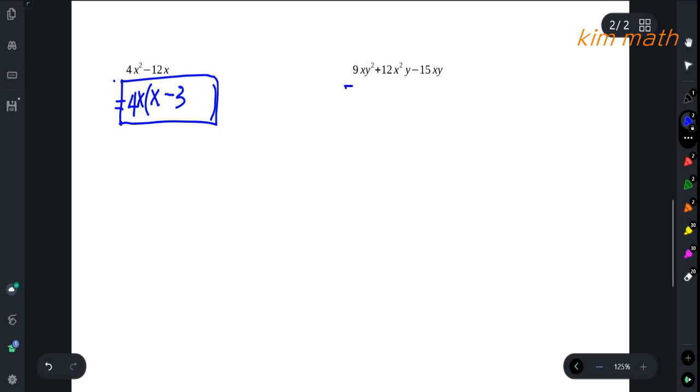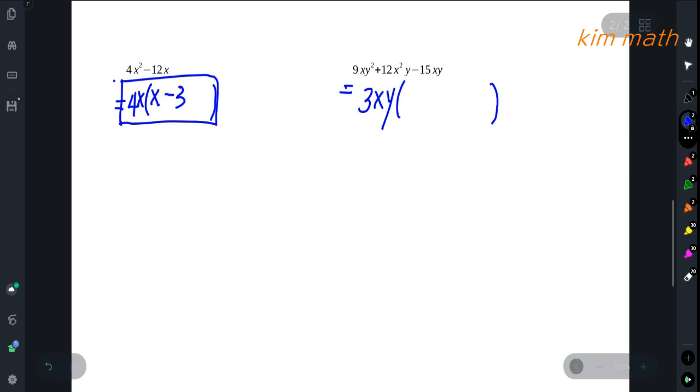Last one. 9, 12, 15. Think of a number first. Yes, 3 is a common factor. Then x squared, x. Yes, x is a common factor. Think of y. Y squared, y. Yes, y is a common factor.